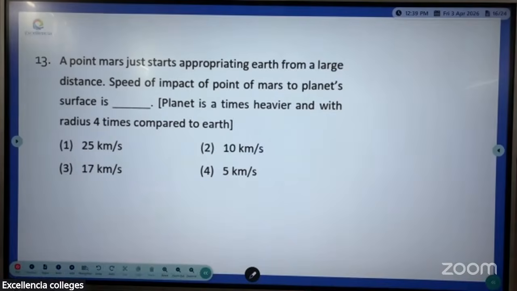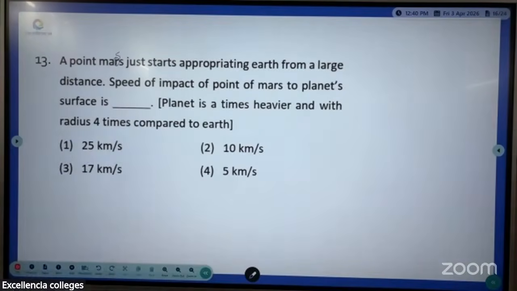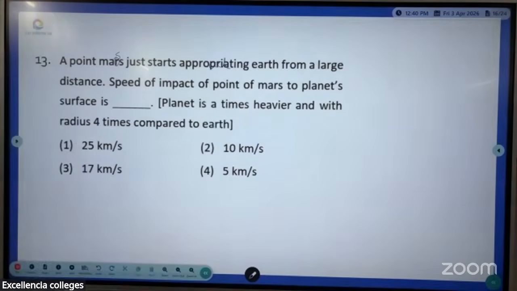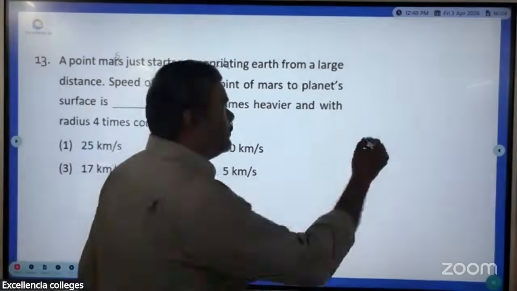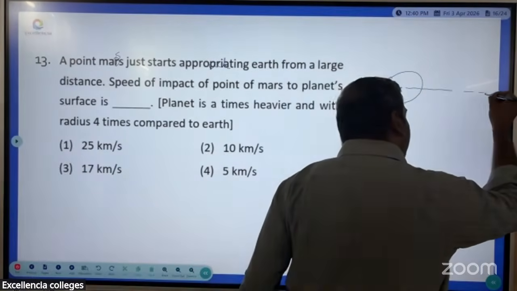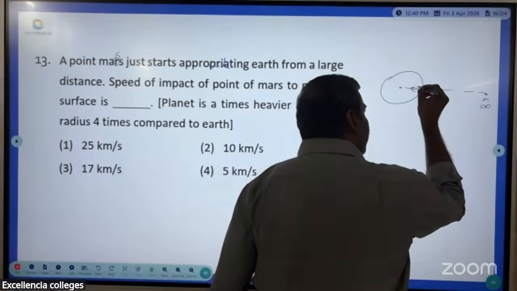Right. Now next, let's have a look here. A point mass just starts approaching Earth from a large distance. Speed of impact of point mass to planet surface is dash. The planet is times heavier and with radius 4 times compared to Earth. Okay. So we have this planet here, they are comparing it with the Earth. So suppose ये हम मान लेते हैं, this is the mass m, it is at infinity, and it comes and falls onto the Earth with a velocity v.